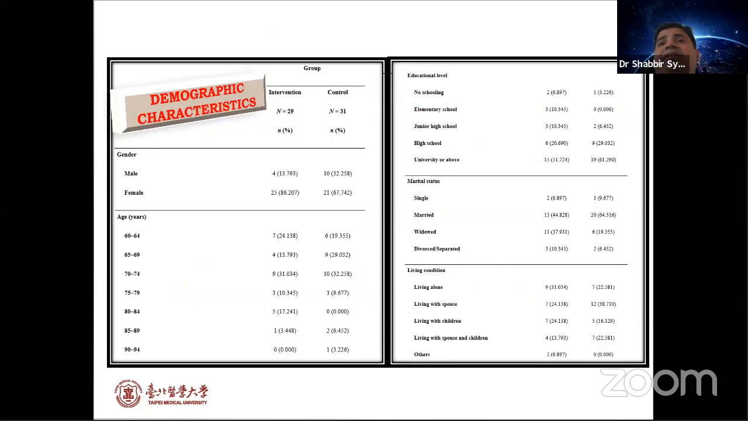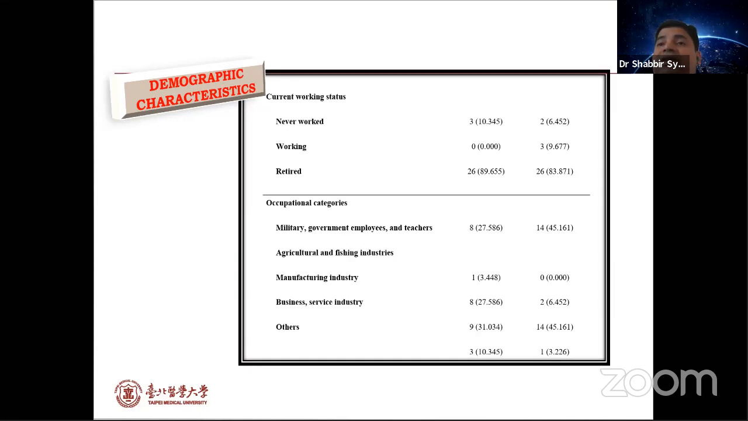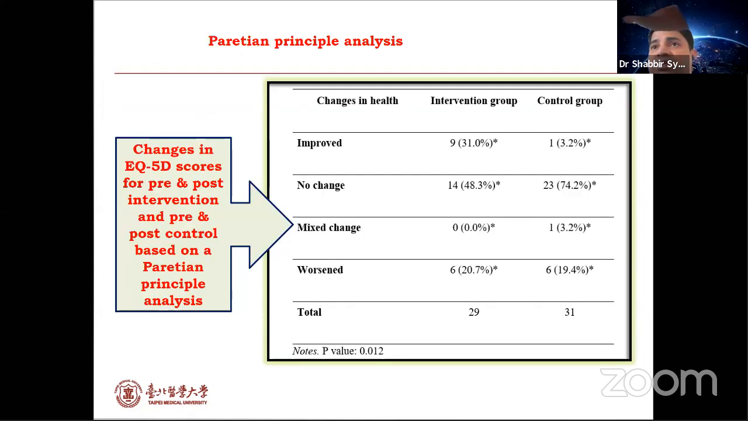So these are the details: how many males, how many females, by age distribution, by education, all those things. Obviously we don't need that at this point in time, because we are not going to evaluate the study. Only what we want to do is understand whether this is really helping or not. If you see, there are categories: improved, no change, mixed change, worsened. These were the outcomes of our tests.